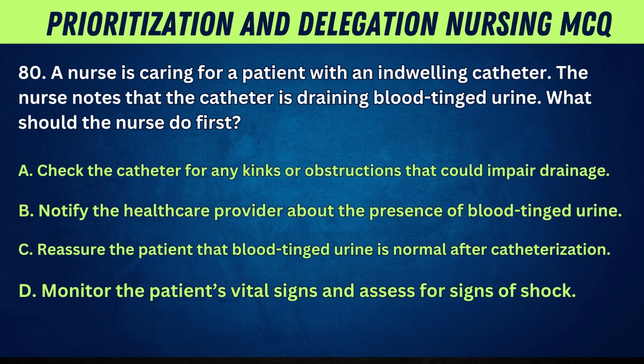80. A nurse is caring for a patient with an indwelling catheter. The nurse notes that the catheter is draining blood-tinged urine. What should the nurse do first? A. Check the catheter for any kinks or obstructions that could impair drainage. B. Notify the healthcare provider about the presence of blood-tinged urine. C. Reassure the patient that blood-tinged urine is normal after catheterization. D. Monitor the patient's vital signs and assess for signs of shock.